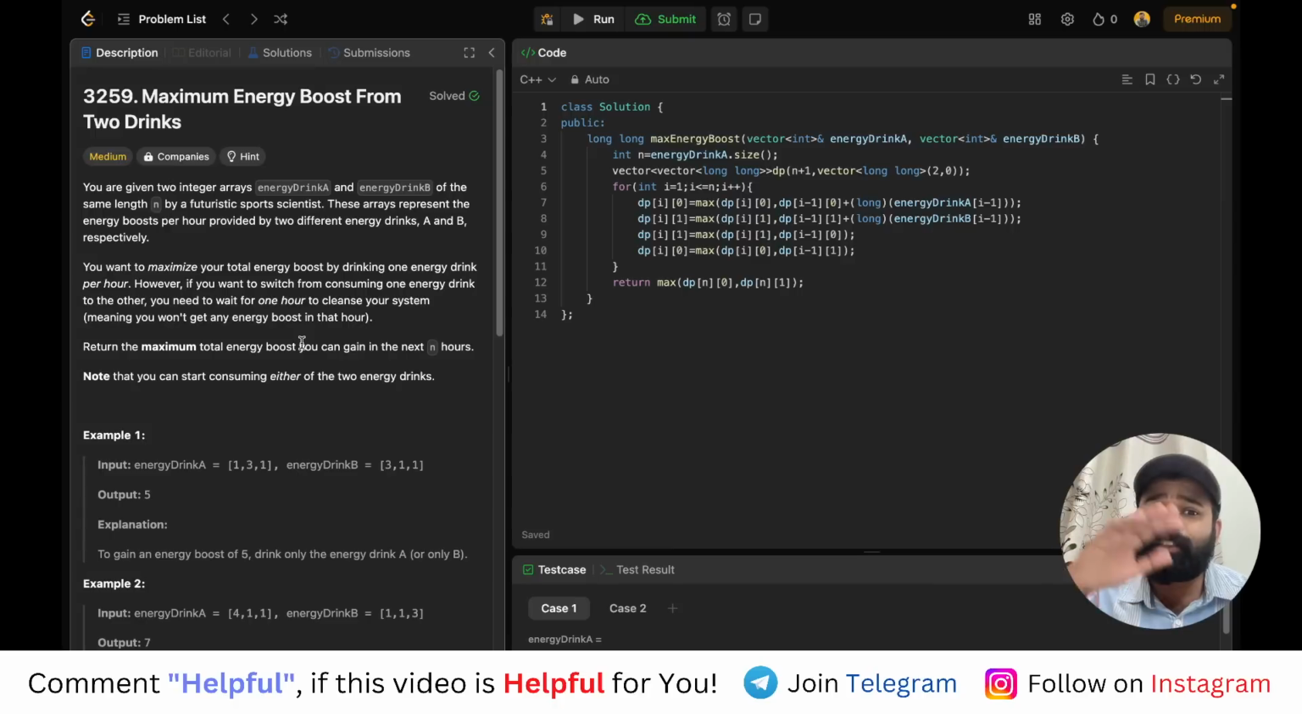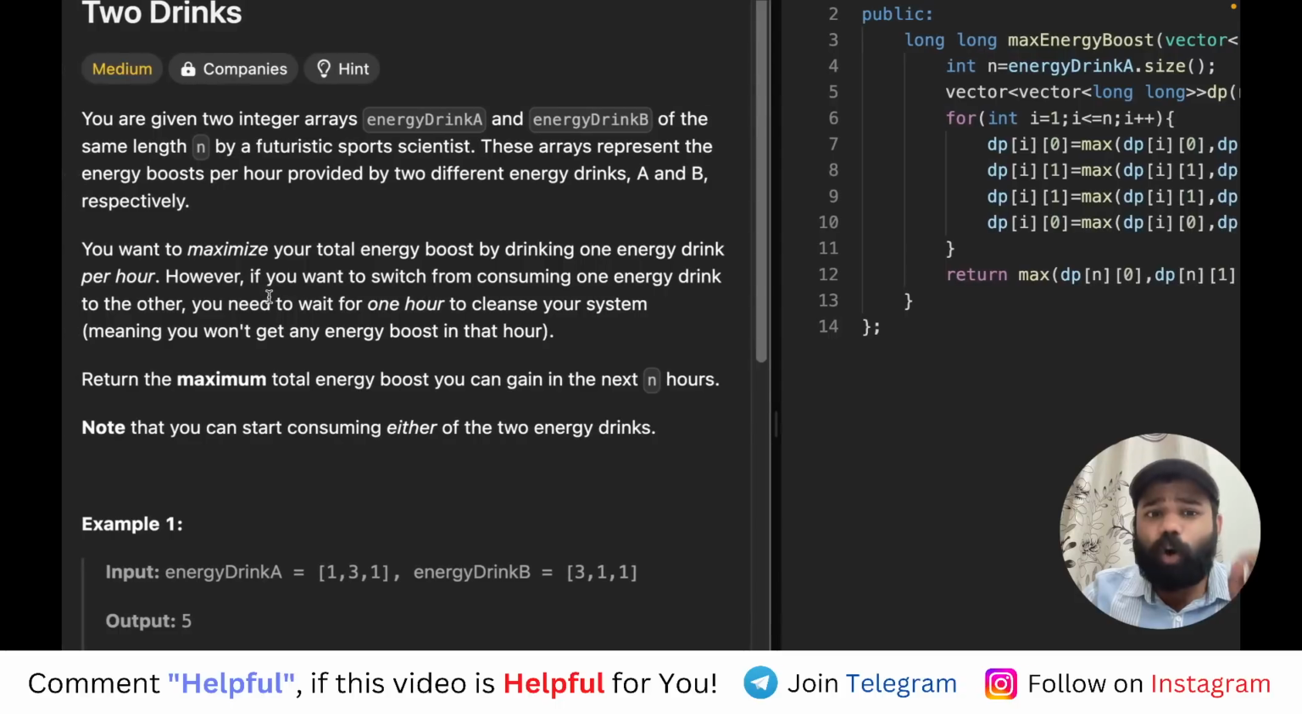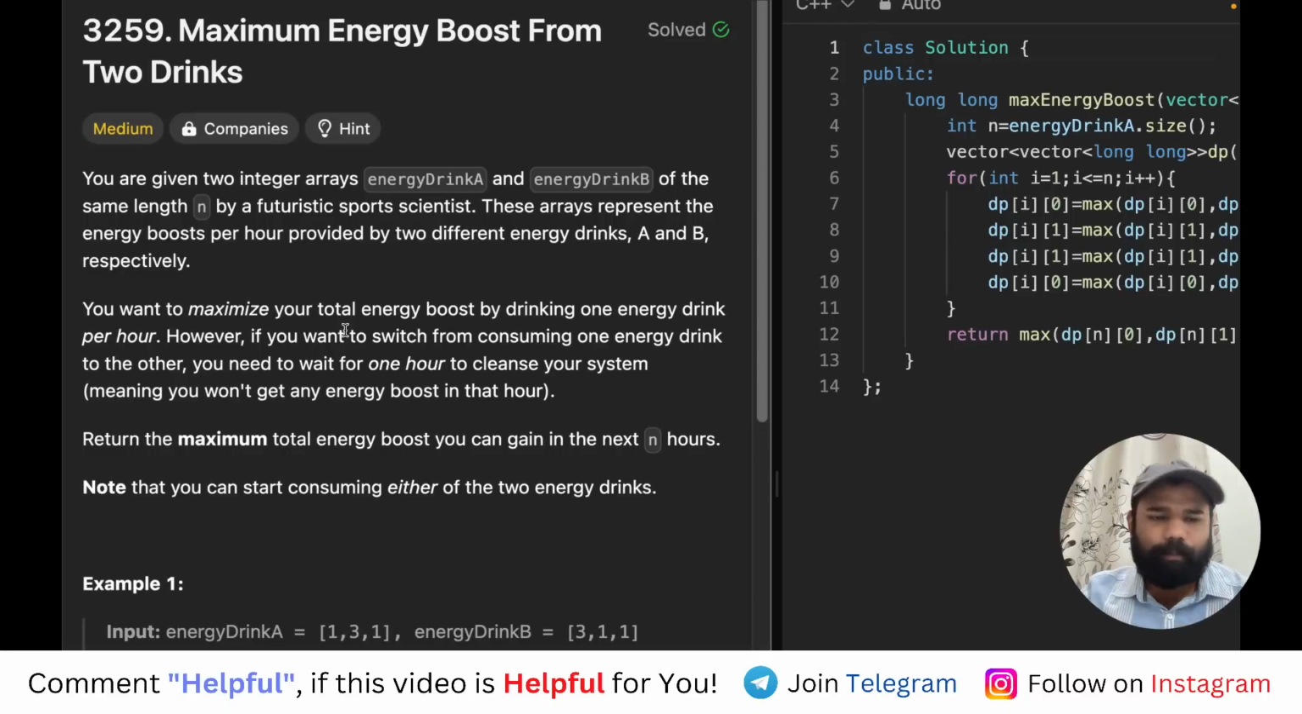But here, you can switch between the houses multiple times, any number of times you want. You can switch from one house to the second house. That is what you can do here, right? But the thing is that when you are switching from one house to the second house, you cannot take the energy drink of that particular hour. Okay, let me give you an example. And by doing this, you want the maximum total energy that you can get in the next n hours.